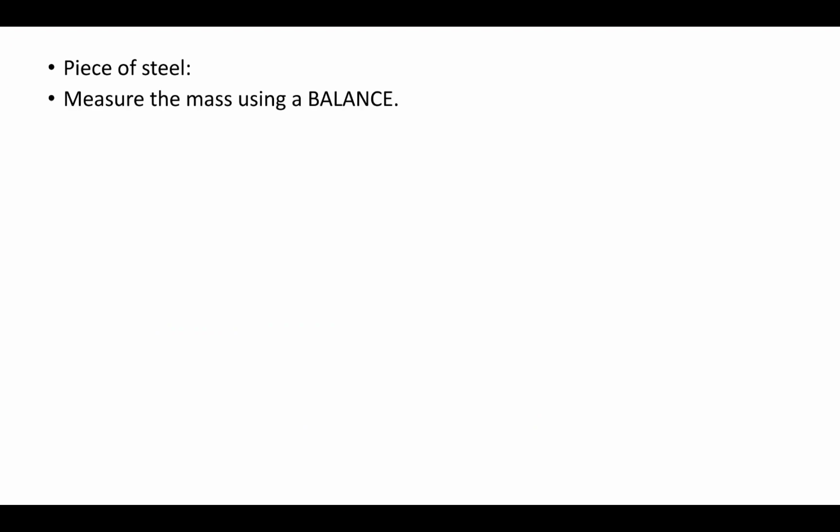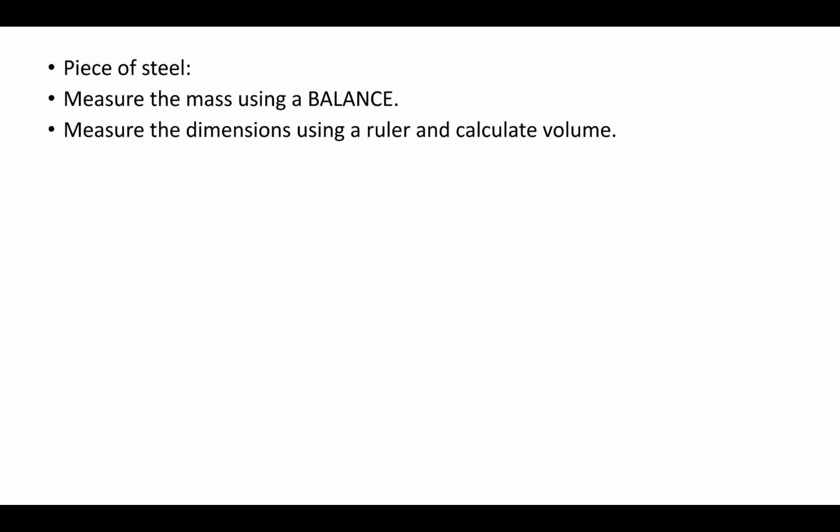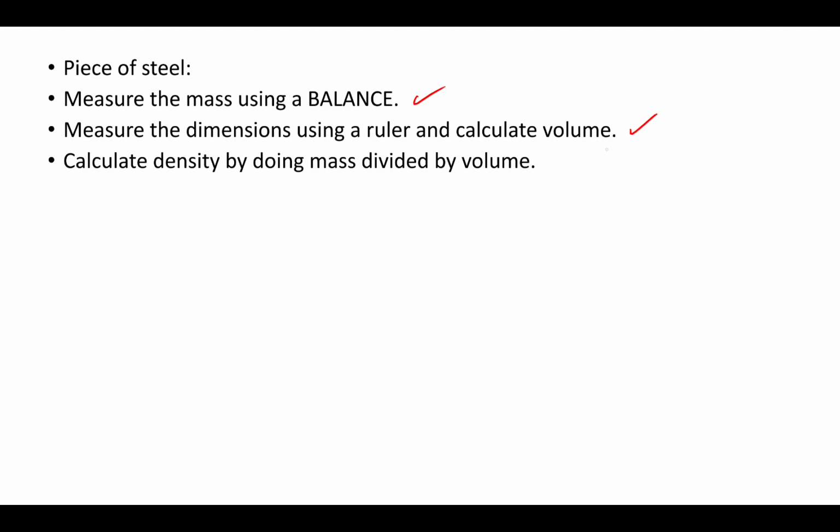So for the piece of steel, you'd measure the mass using a balance. Don't say weighing scales, remember. You'd measure the dimensions using a ruler and calculate the volume by doing length times width times height. And then calculate the density by doing the mass divided by the volume. So as you can imagine, that's more than likely your 3 marks.